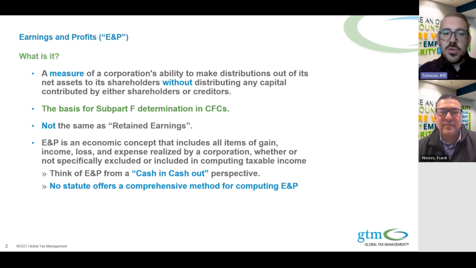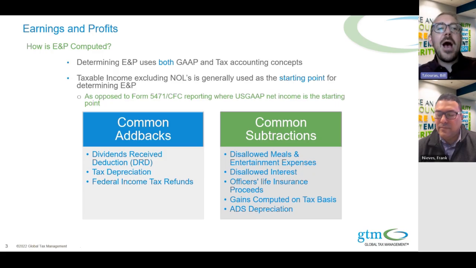Fortunately, there's no statute that offers a comprehensive method for computing your E&P, so we like to think of it as an art form. So how is E&P computed? It's determined using a hybrid approach of US GAAP accounting and tax accounting concepts and methods. So taxable income, excluding your NOLs, is generally used as your starting point for determining your E&P.